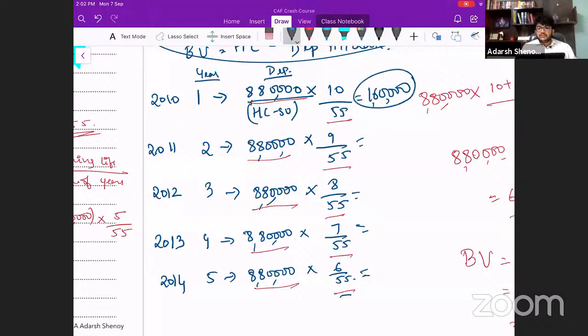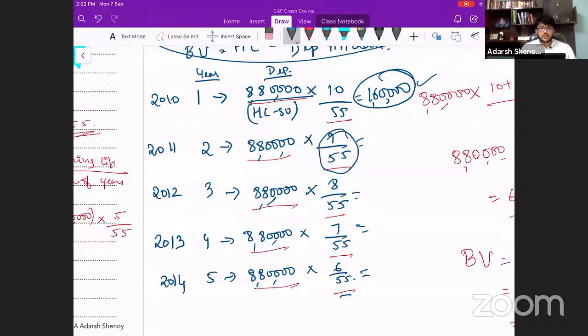Can someone tell me what the answer is? 1,60,000. What is this? This is the depreciation for the first year. Are you all comfortable with this? What is the depreciation for the second year?